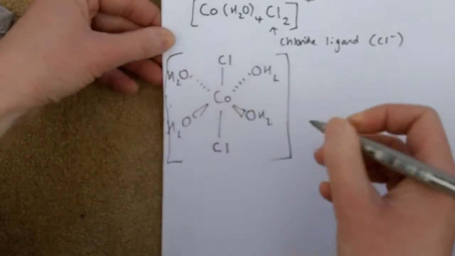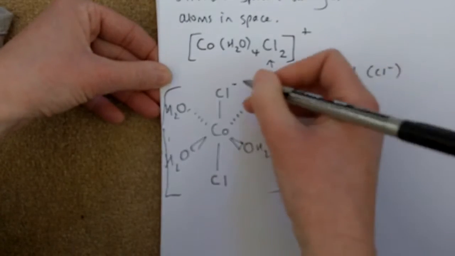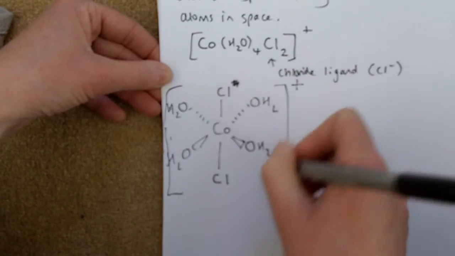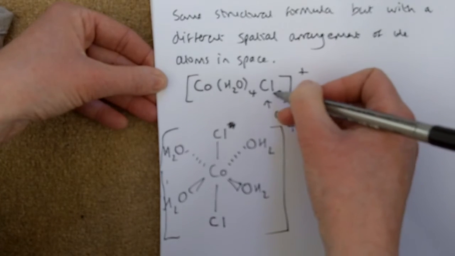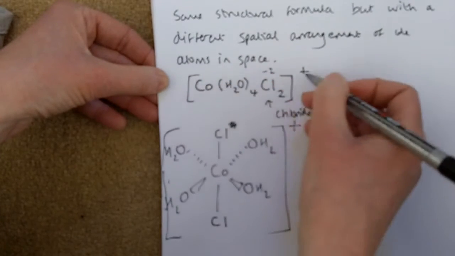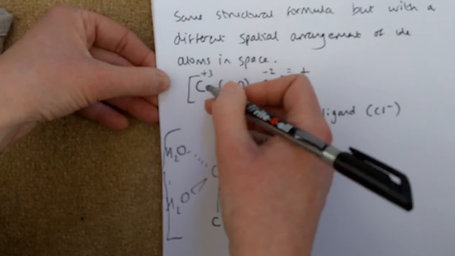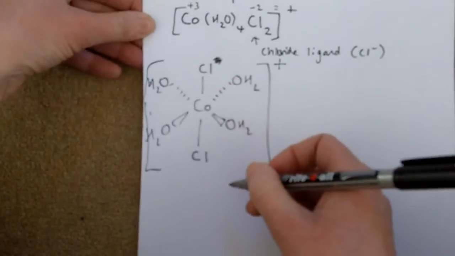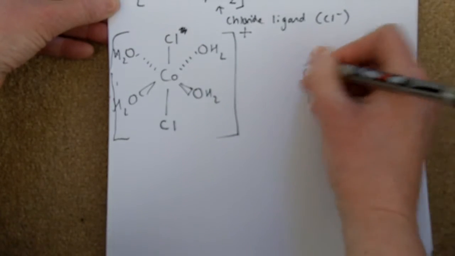Now put the overall charge. You do not write Cl minus there. It is a chloride ligand, but you do not put the minus. It's taken care of in the overall charge. The Cl is -1, and there are 2 of them, so that's -2. If the overall charge is +1, this means that the cobalt must be +3, because +3 minus 2 is +1. Now you could have the chloride ligands like that, or you could have them another way.